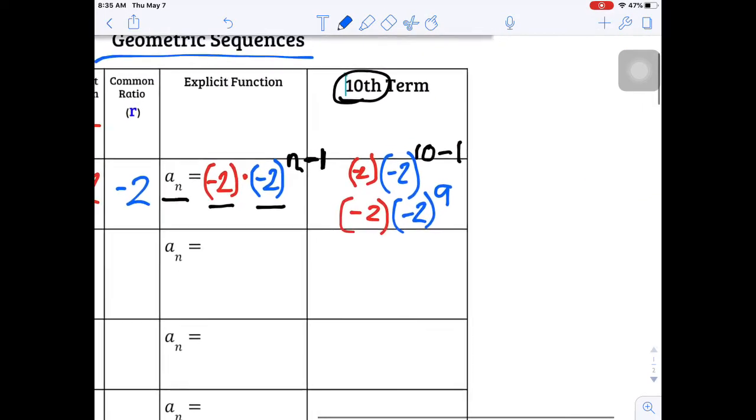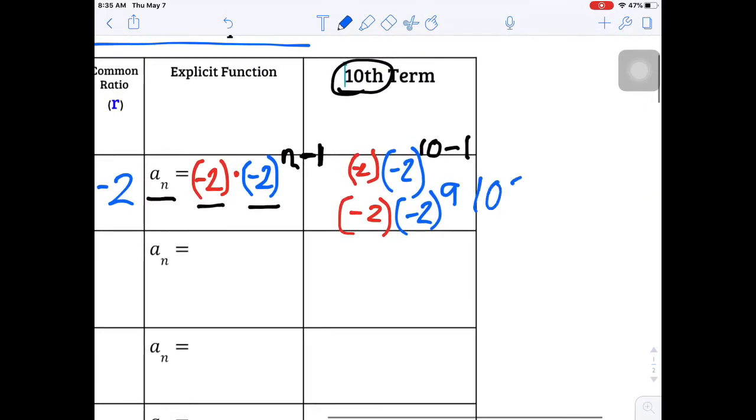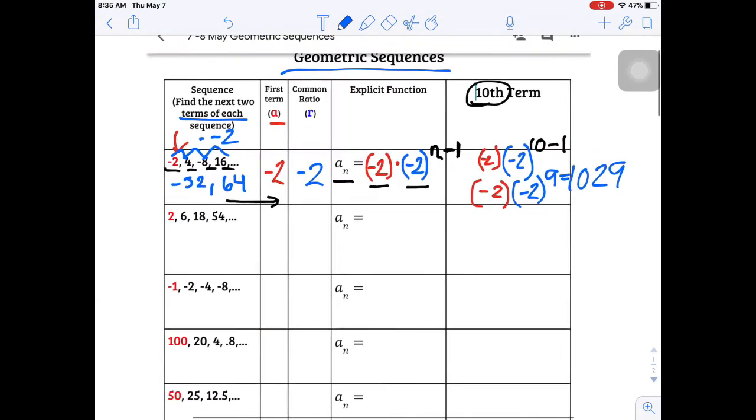The 10th term is worth 1,024. That's what that equals. So notice the numbers are humongous. This is the growth for geometric sequences. It's humongous. The other type is when it's decreasing at a fast rate.